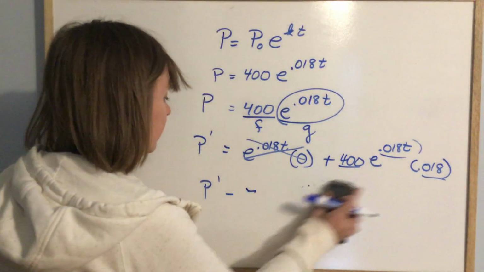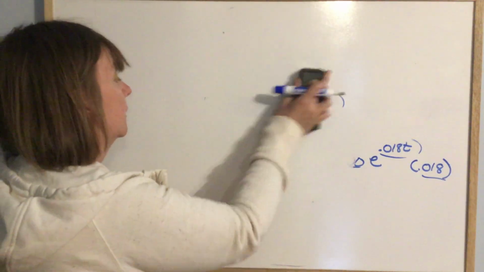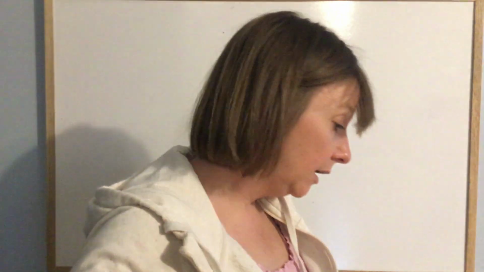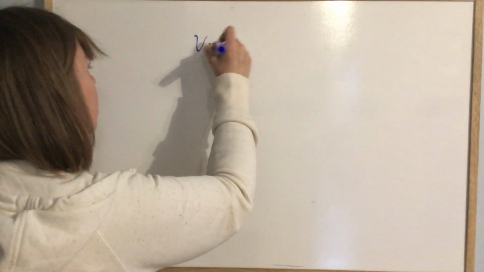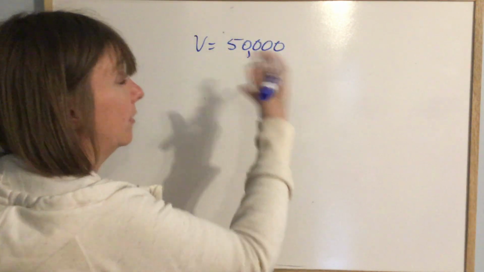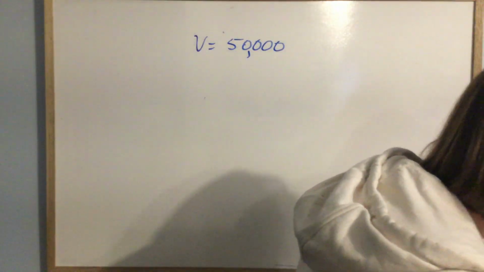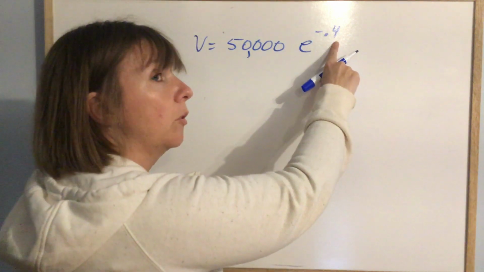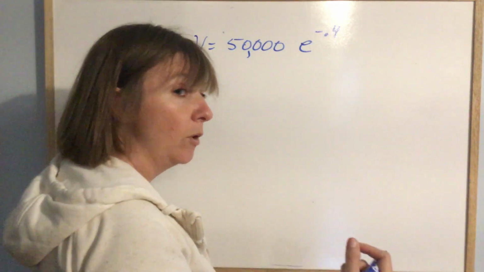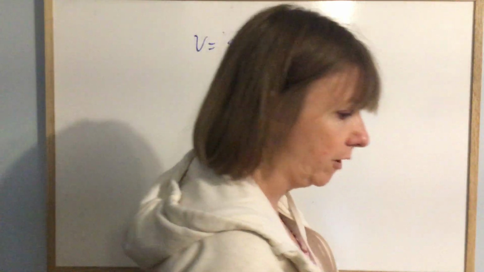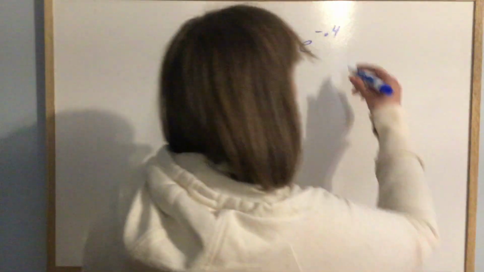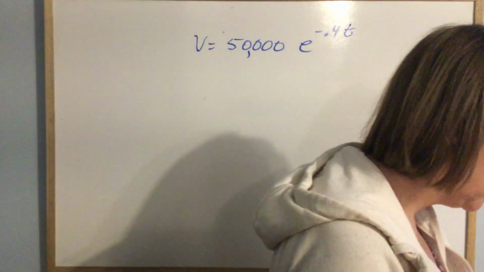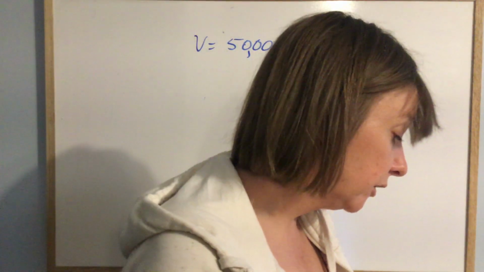For 19, they give you the value, in dollars, of a machine. The value is 50,000, so the original price must have been 50,000, times e to the negative 0.4 t. The reason that growth constant k is negative is that the value is depreciating. When you buy something, 99% of things go down in value. T is measured in years, and this applies for 10 years.